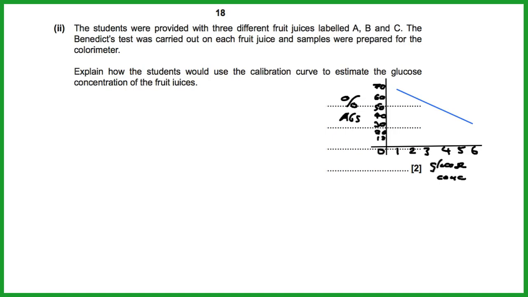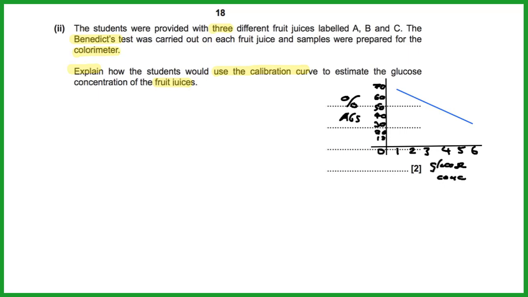So you made the calibration curve using known concentrations of glucose and putting those in the colorimeter after you've done the Benedict's test on the known concentrations. So now what do you do with it? You've got to explain how the students would use that calibration curve to estimate the glucose concentration of the fruit juices. Now the students have got 3 different fruit juices. They carry out the Benedict's test on each fruit juice, and then they put them into the colorimeter.